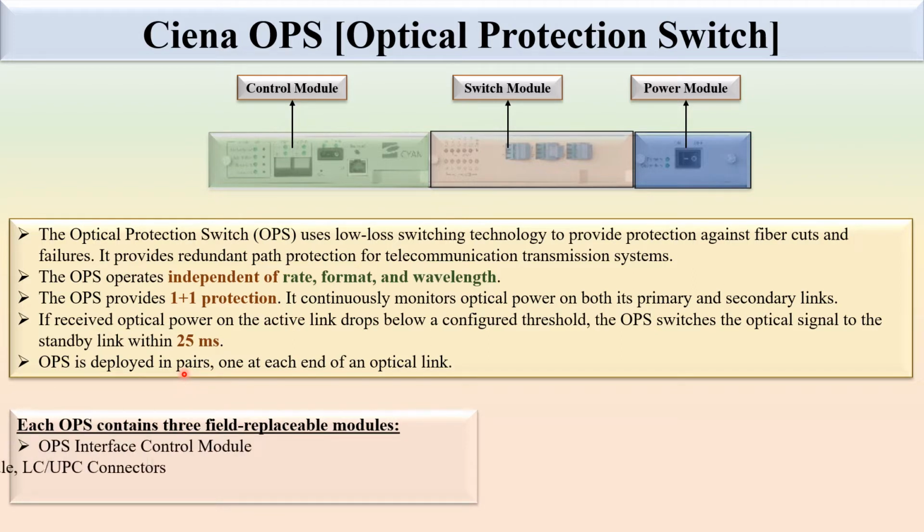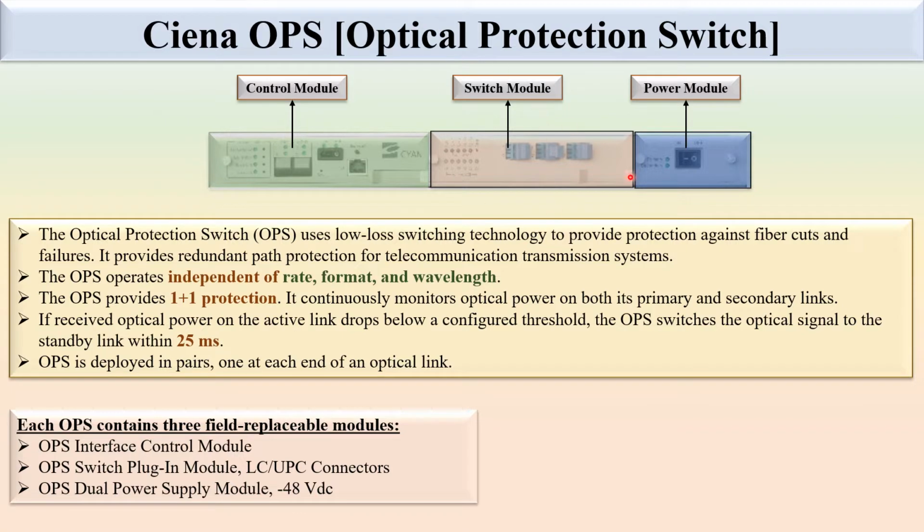Each OPS contains 3 field replaceable modules. You can see here this control module, switch module and power module: OPS interface control module, OPS switch plug-in module with LC-UPC connector, and OPS dual power supply module. These 3 modules are field replaceable. So if any one module is faulty, you just need to replace that faulty module. You don't need to completely replace this OPS.